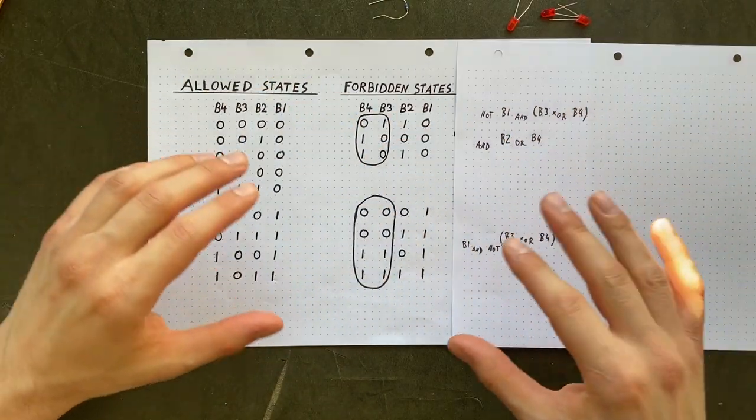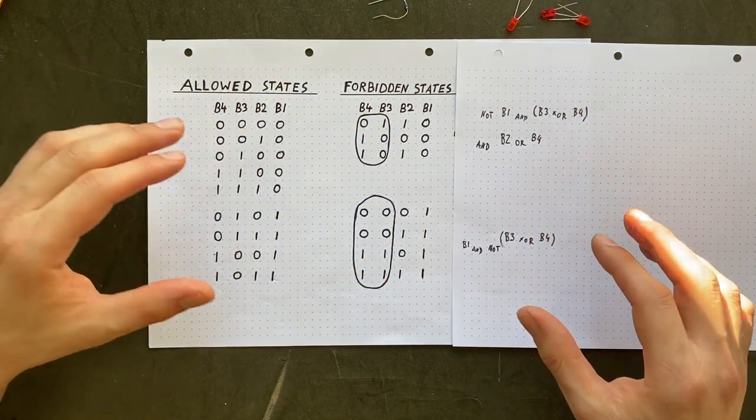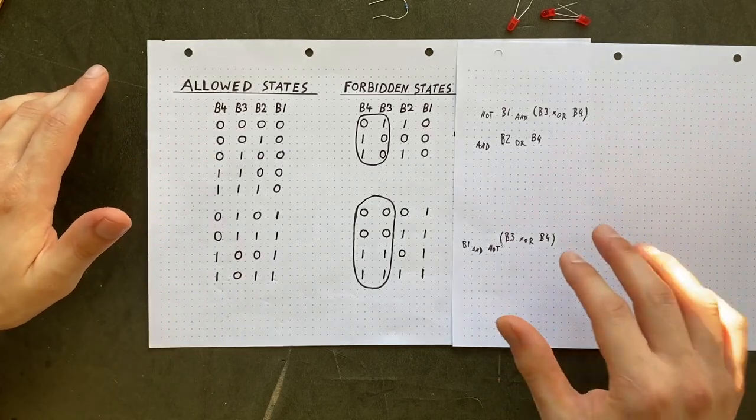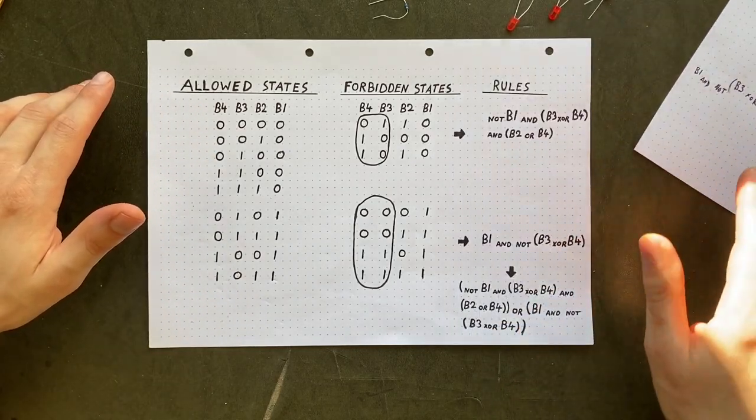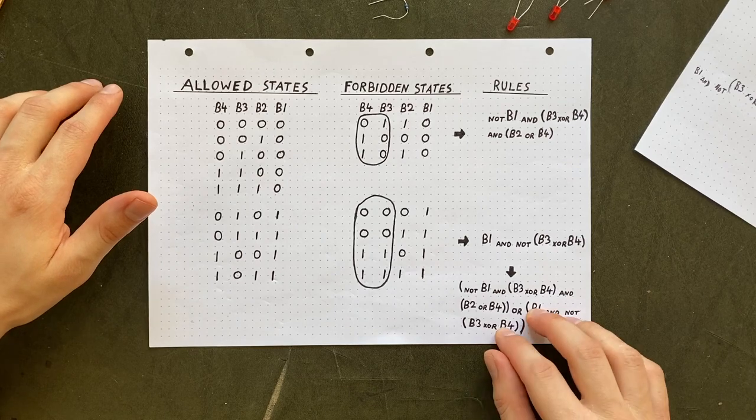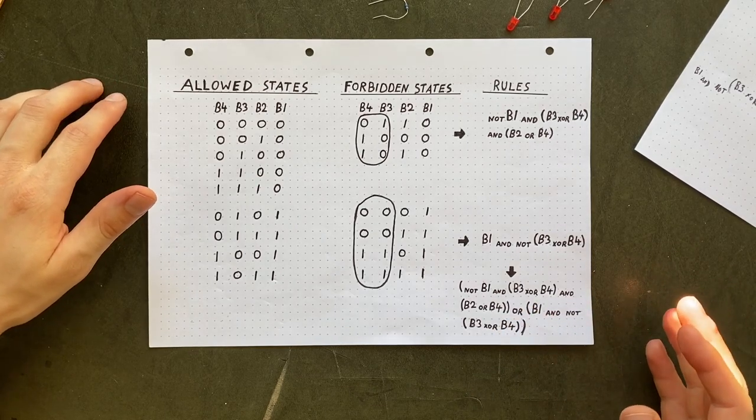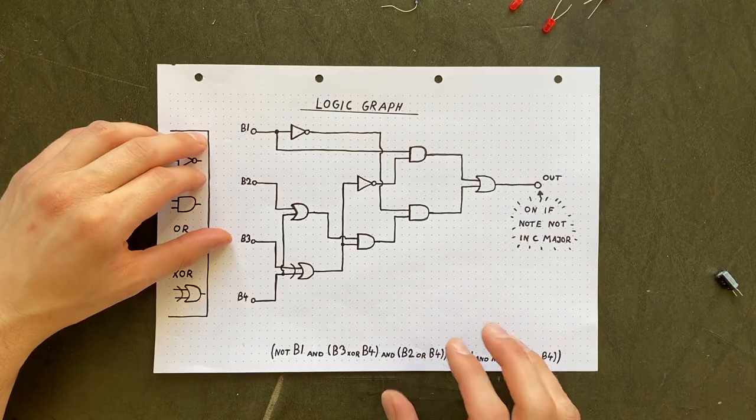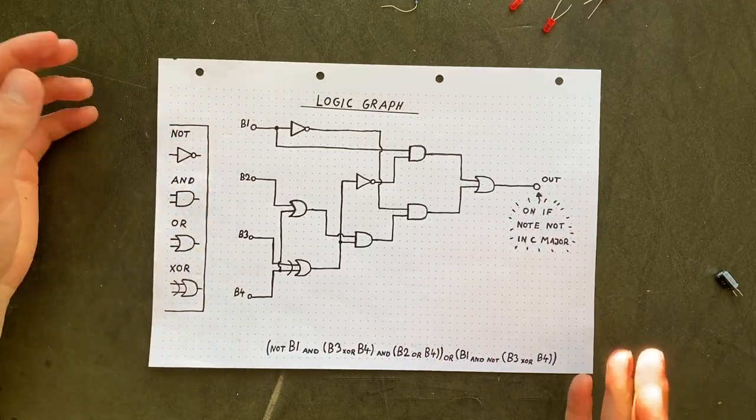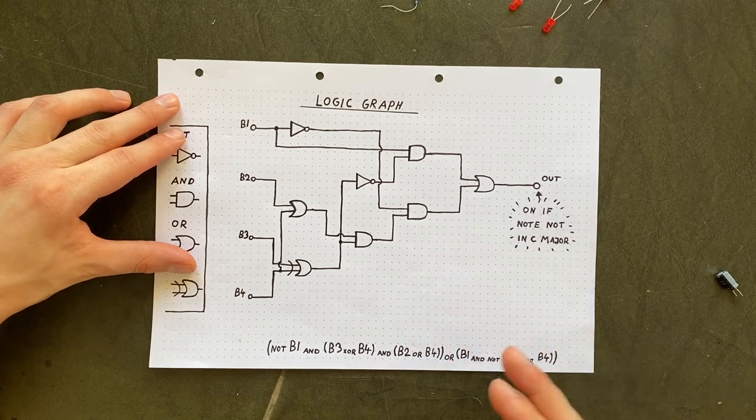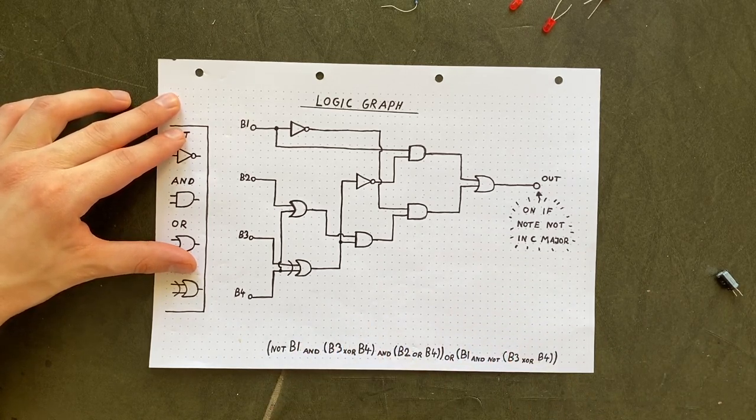Now, to bring these two groups and their rules together, we can simply chain them with an OR. That leaves us with this monstrosity. I'm sure there's some clever ways to slim this down even more, but this is as far as I got. To make this rather unwieldy formula a bit more manageable, we can transfer it into a graphical format like this. Let's see how it matches up with our instructions.